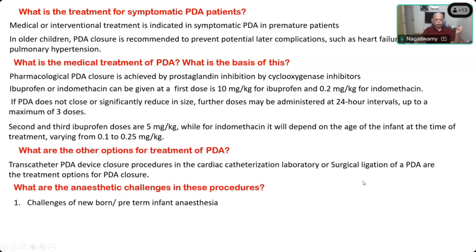Then what is the next thing you have to think of? If it is a PDA device closure, can it be done under local anesthesia like you do in an adult? Difficult airway and difficult venous access. See, those are all the challenges. The baby won't stay still. Yes.